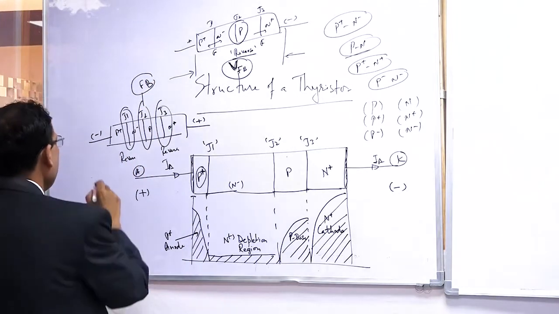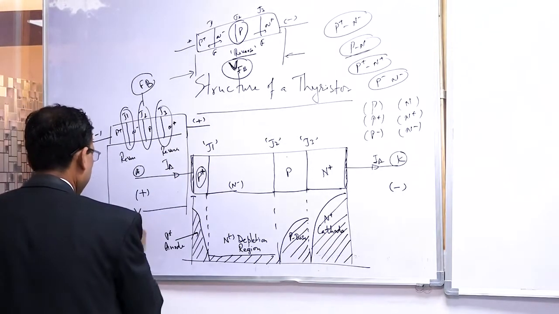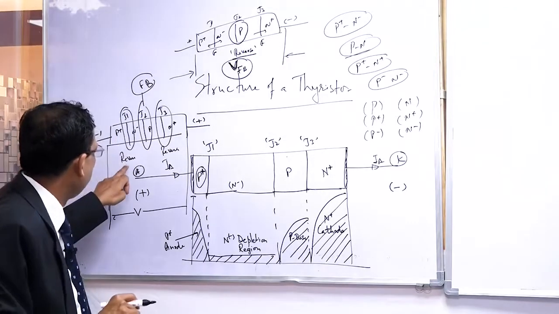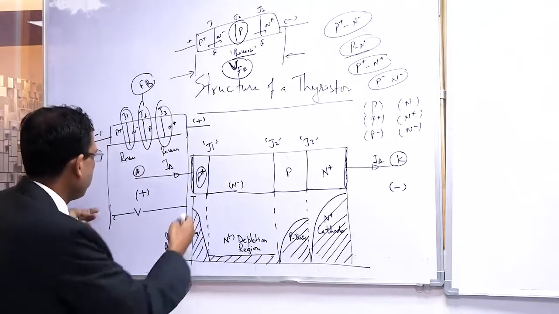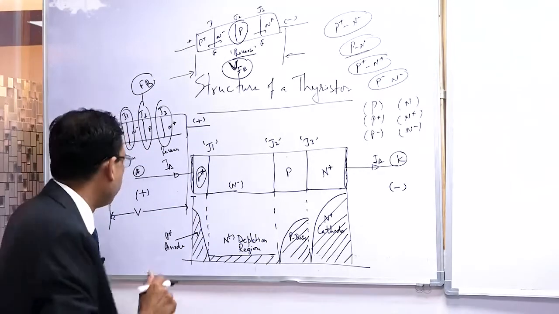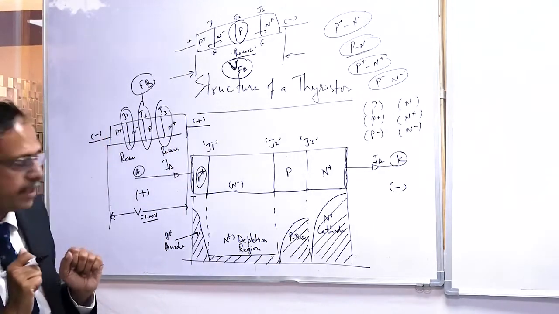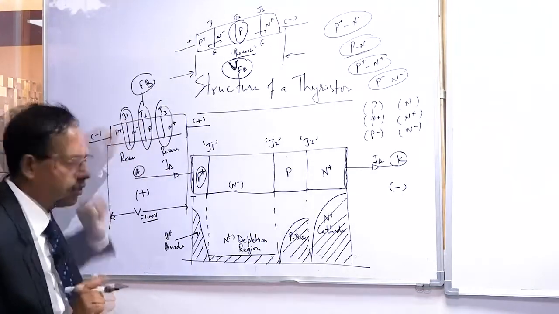So let us say you have applied voltage here. What are you expecting? This is a reverse bias, this is also a reverse bias, this is shorted. What will happen when this voltage is applied? Let us say this is 100 volts. Let us say 100 volts reverse voltage is applied across the thyristor. This is reverse bias, this is also reverse bias, and this is shorted.